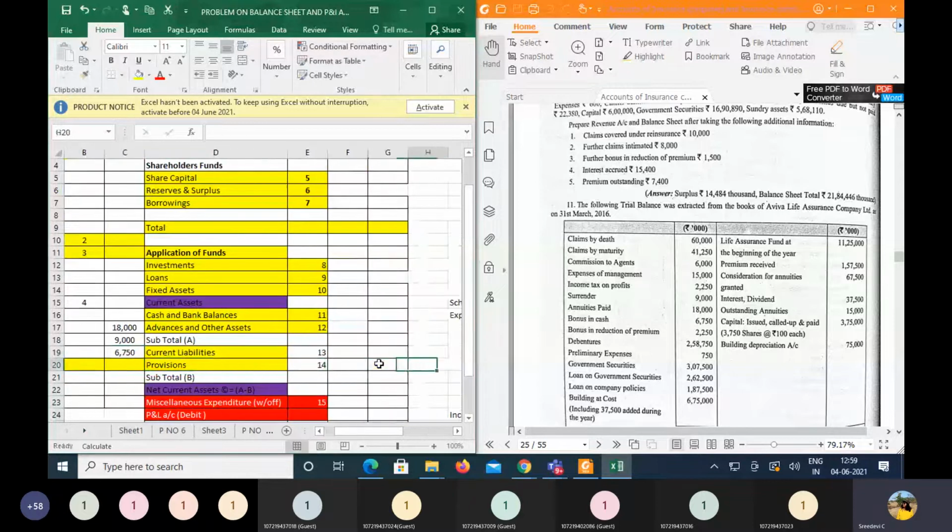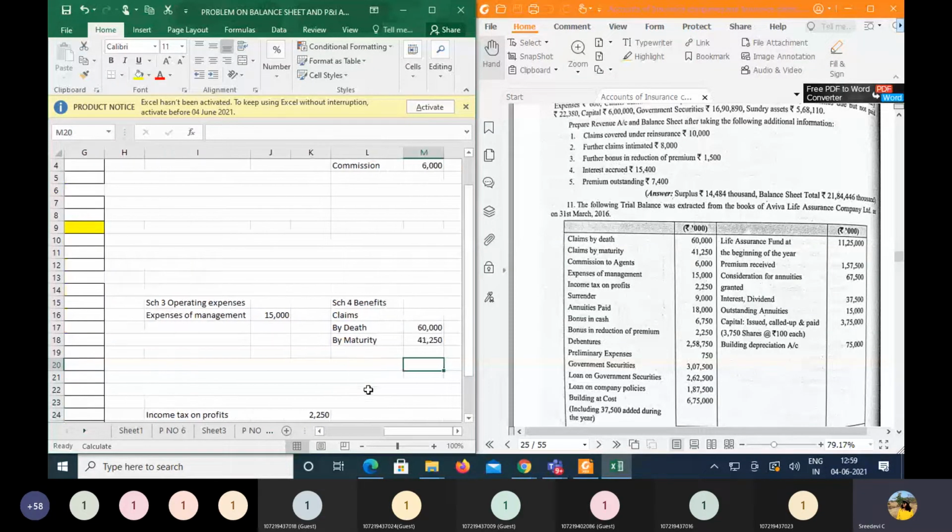But later we have, as we have seen, an adjustment given towards the bonus in reduction of the premium. So I'm taking working notes first, that is directly under schedule number 4 after the claims, if you make an observation. And the amount towards this is 2,250. Okay, then we have the debentures.